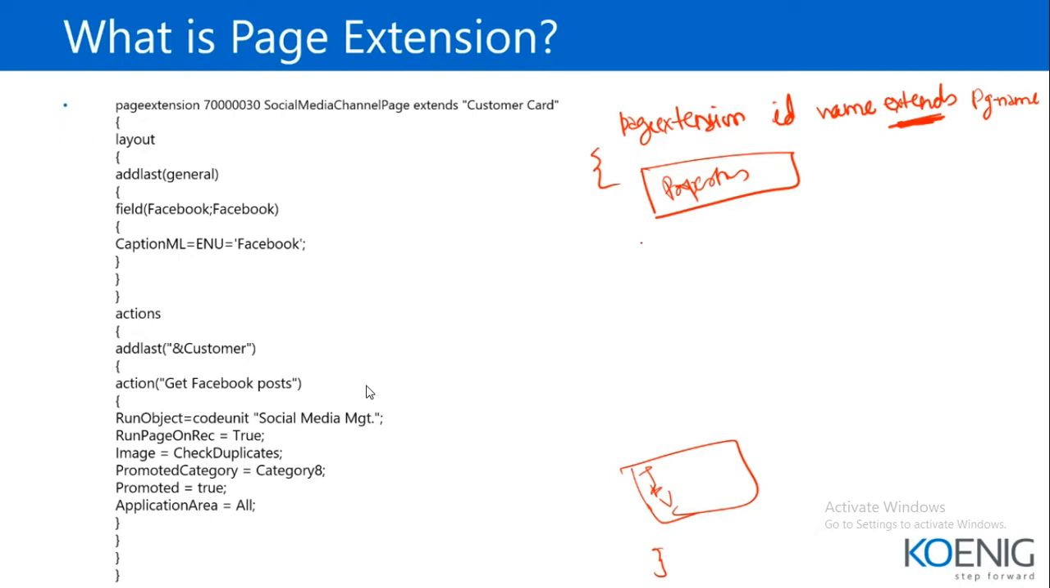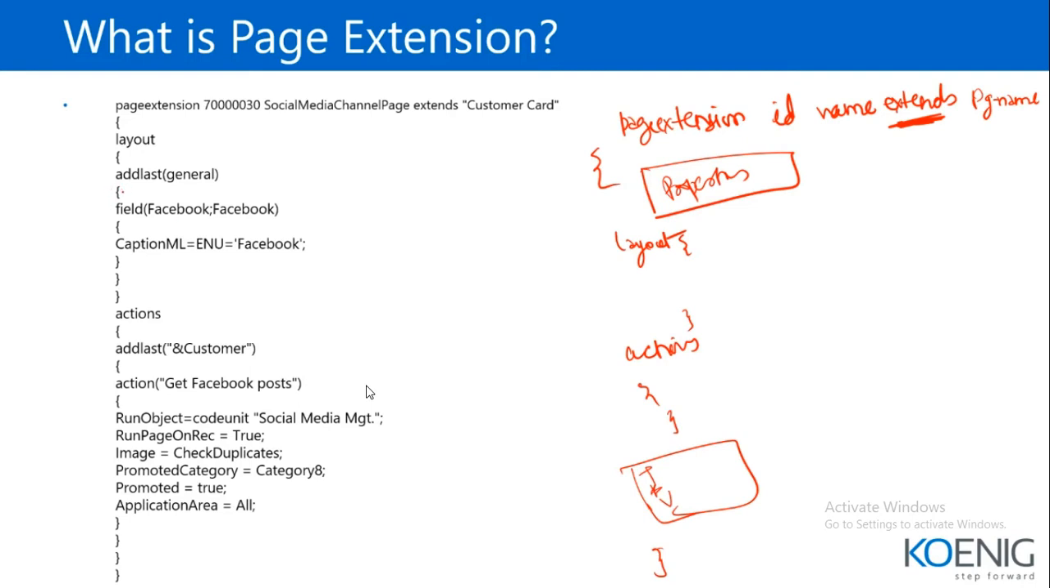Now, in a page, what we used to do was write layout, and then write actions. It's the same here: layout is also there, and actions are also there. But inside layout, we used to define the area, whether the content area or the fact box area. Here we define using addlast, and we use different functions.